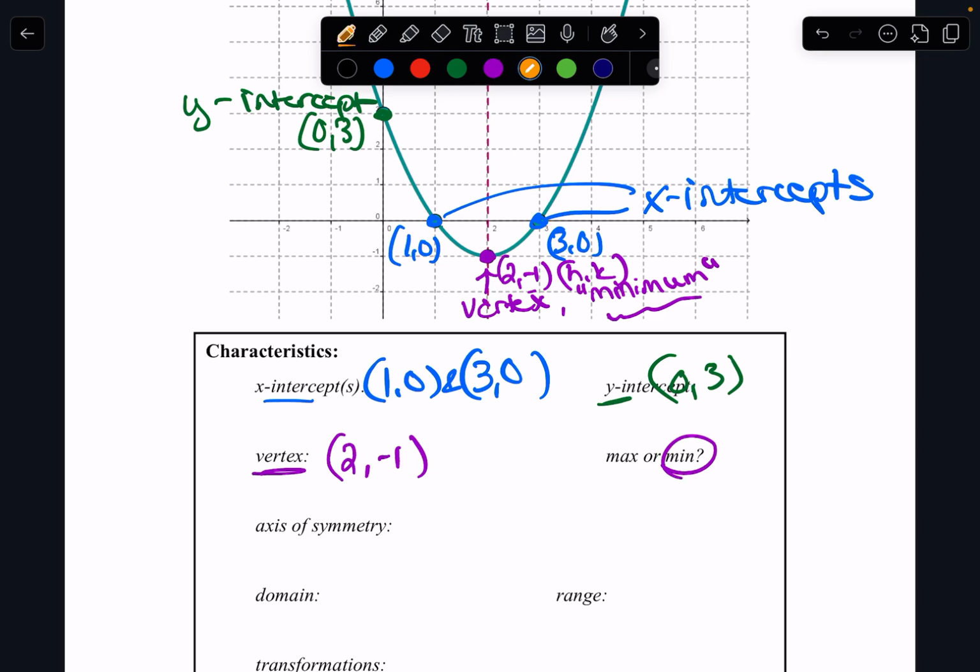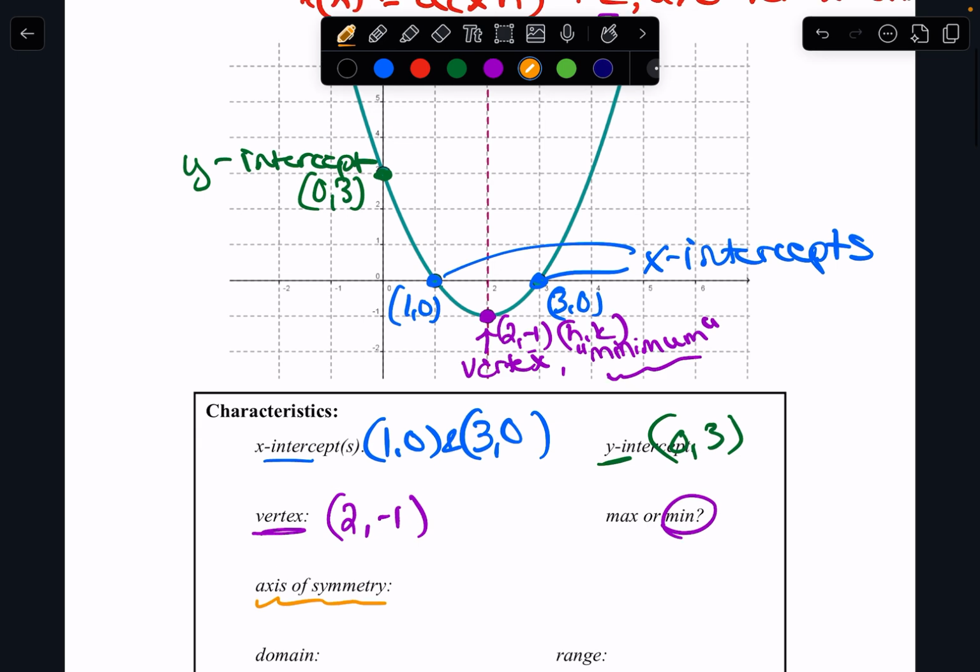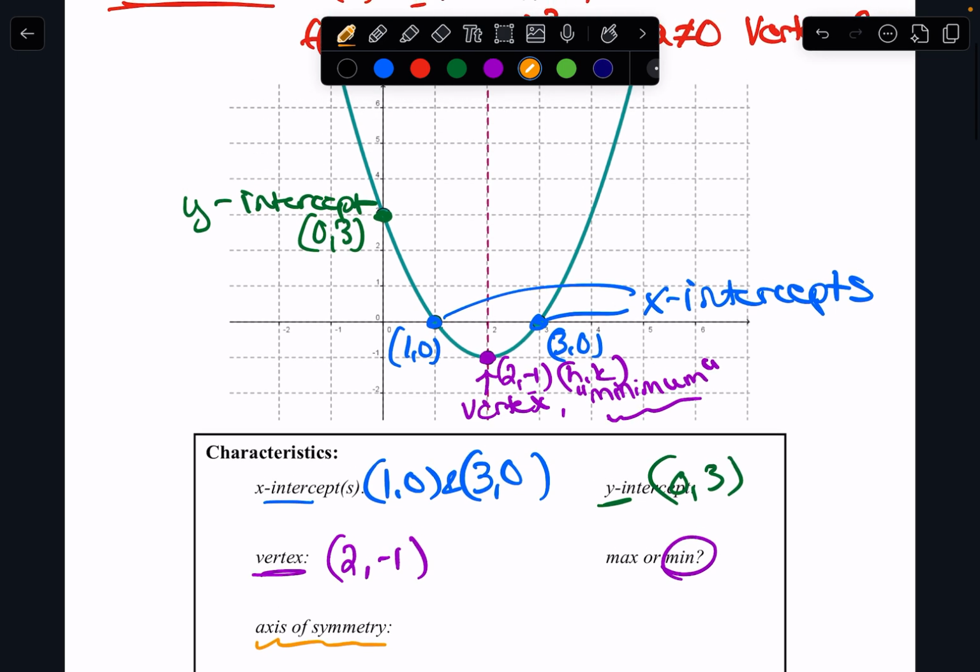Next is the axis of symmetry, and that axis is a line that if we fold this graph along that line, the points would go on top of each other. So axis of symmetry for this one is right here. For a quadratic function, the axis of symmetry always goes through the vertex. So the axis of symmetry is x equals 2.